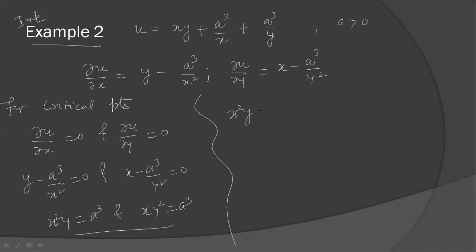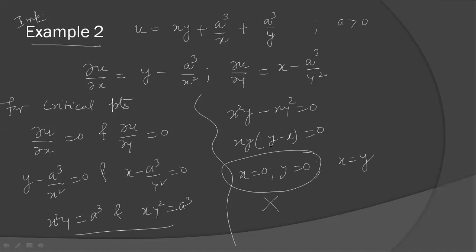So x square y minus x y square equal to 0. If you subtract, so y minus x equal to 0. So x equal to 0, y equal to 0, and x equal to y. But the first conditions are not satisfied, because if x and y are 0, then this function is not defined. So the suitable condition is only x equal to y.